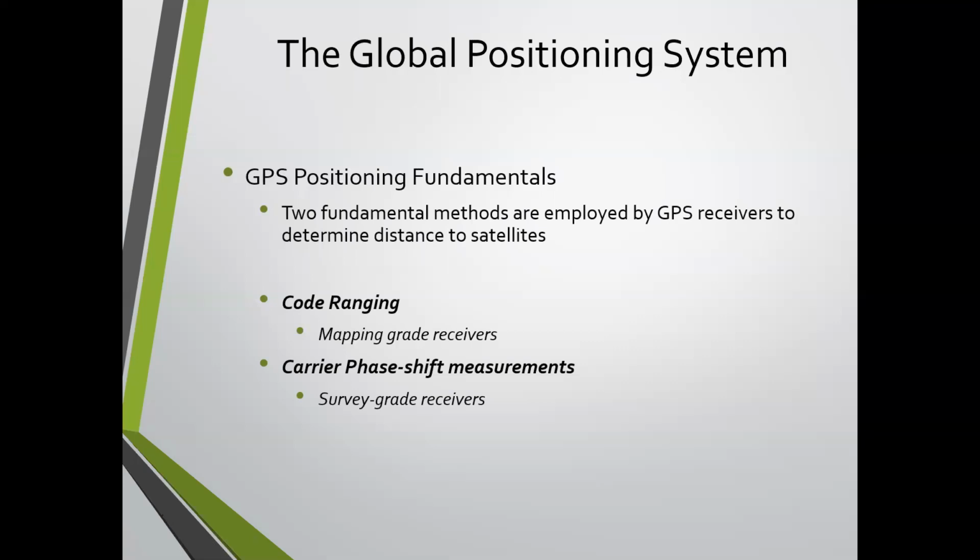So there were 2 fundamental methods employed by GPS receivers to determine distance. One is called code ranging, and the other is carrier phase shift measurement. Again, a lot of this has changed over time, so some of this is a little bit dated. Code ranging was always considered mapping grade receivers. In other words, lower class receivers that didn't have the ability to do as well. They probably didn't have as good clocks in them. The carrier phase measurements were considered survey grade receivers. So most of what we would be using would be survey grade receivers if you're doing any GPS surveying. But if you're just locating manholes with a handheld GPS, that would probably be code ranging.